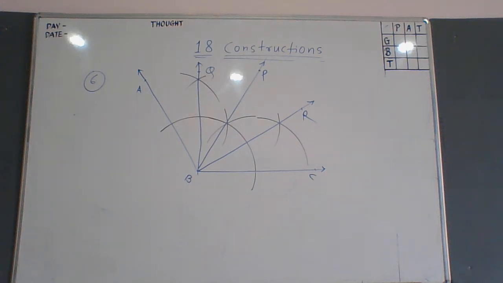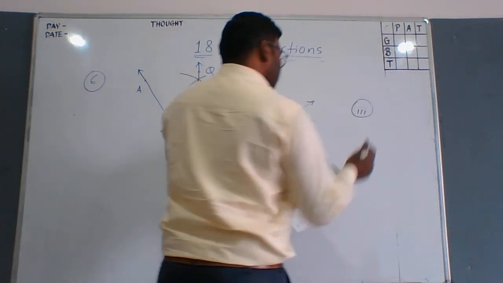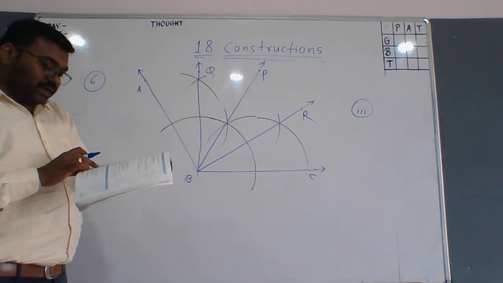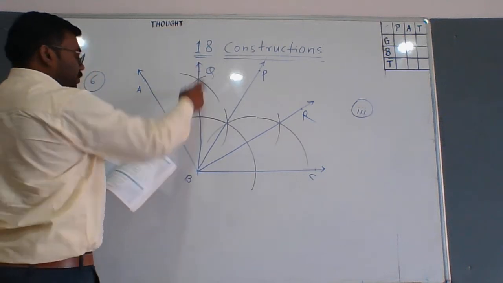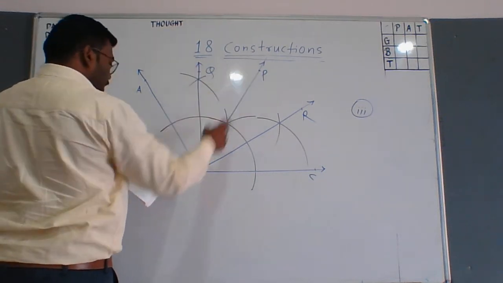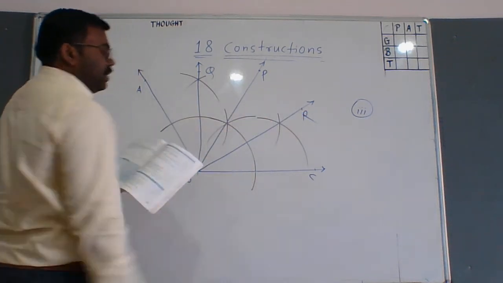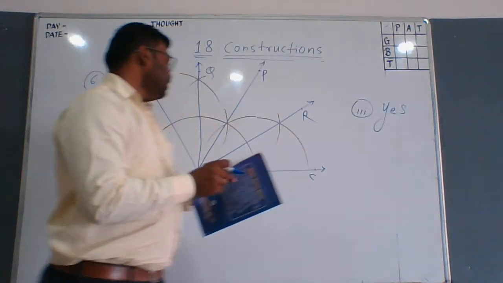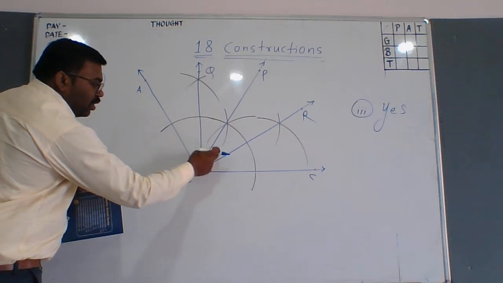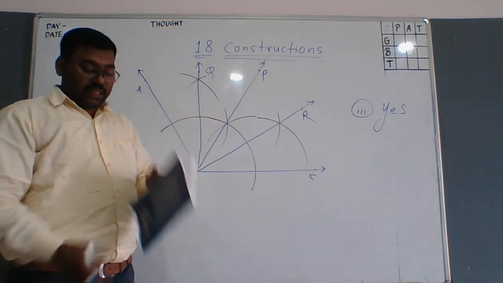Now the third question. The question is, are the angles ABQ, QBP, PBR and RBC equal? So what will be the right answer? Yes, because 1, 2, 3, 4, all these are the bisectors of each other, right? So therefore these angles are equal.